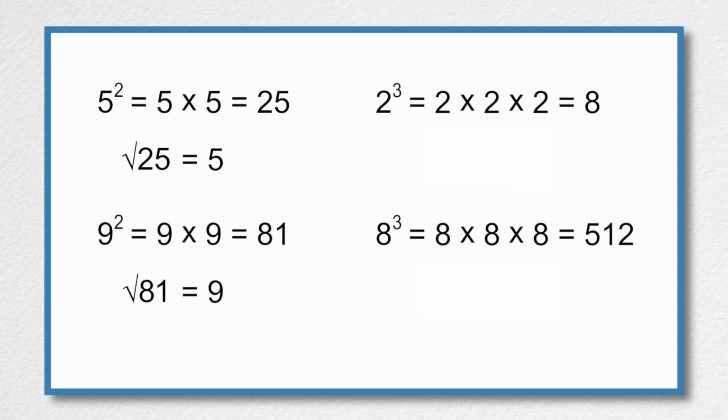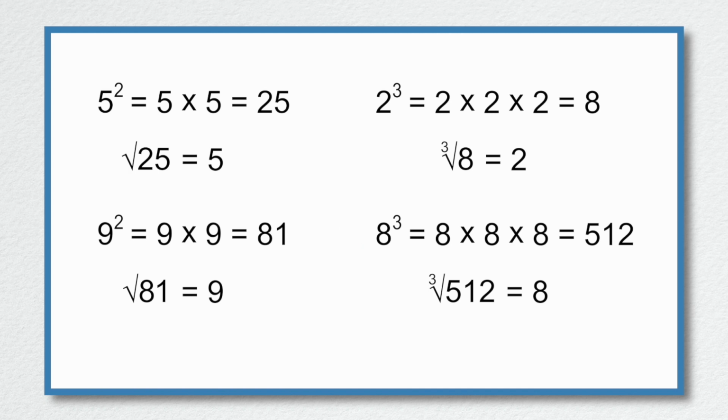The same goes with cube roots. If I know that 2 cubed is equal to 8, then the cube root of 8 must be 2. The cube root is asking what number, when I multiply it by itself and then multiply by itself again, gives us the answer 8. The answer to that is 2. And if I had 8 cubed, which I know is 512, the cube root of 512 is equal to 8.